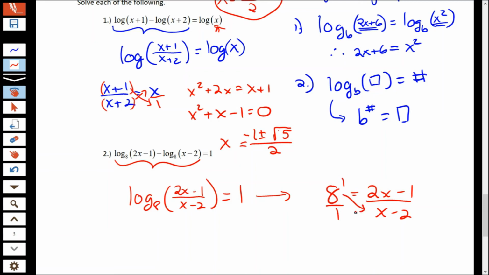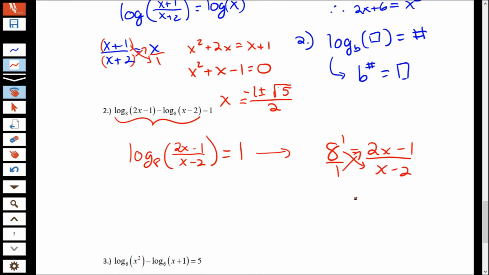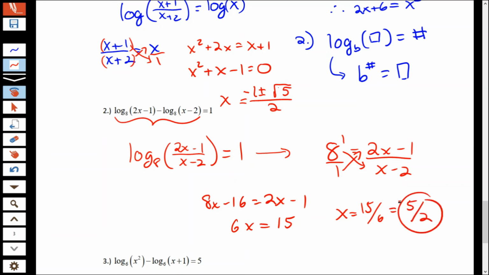Again, this is a proportion. We can use the cross product property, and I get 8x minus 16 is equal to 2x minus 1. Bring the constant over here, add 16 over, subtract the 2x. I get 6x is equal to 15. X equals 15 over 6, or 5/2. Okay, you can check 5/2 in there. I believe if you plug 2.5 into either one of these, it's both positive and it should work out.